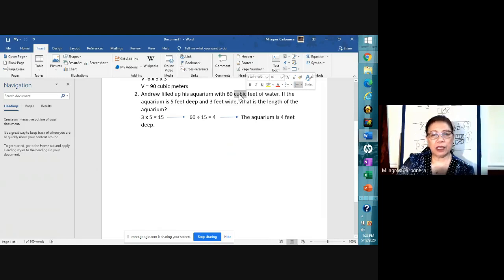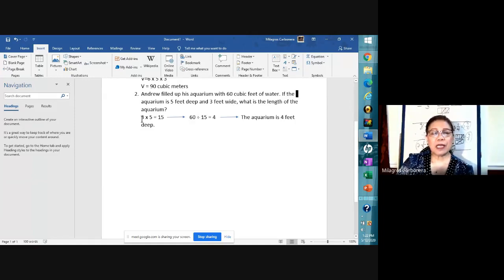Because as I have said a while ago, volume refers to how many cubes are used to fill up a prism or a pyramid. And we're working on rectangular prism. So the 60 cubic feet here is the volume, okay? You are given the volume, you're given the height, which is the depth, and you're given the width, which is the wide. The question is, what is the length?